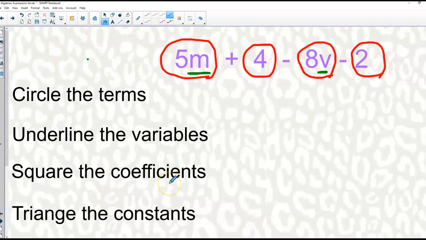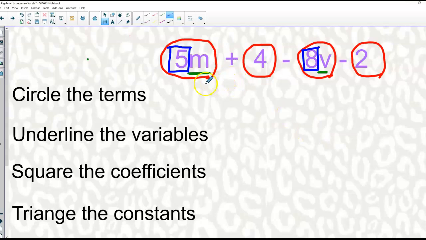Square the coefficients. Okay, coefficients, if you remember, is the number that is attached to or in front of the variable. So it wants me to put a square around those. This one has a number in front, so I am going to put a square around it. 4 is not a coefficient because it does not have a letter. Here's one that does. 8v has a number in front of it, so this would be a coefficient. And 2 does not have a letter attached, so it is not a coefficient.